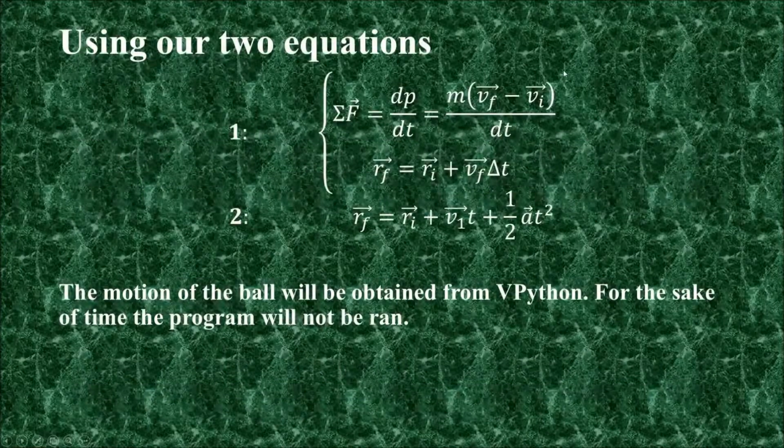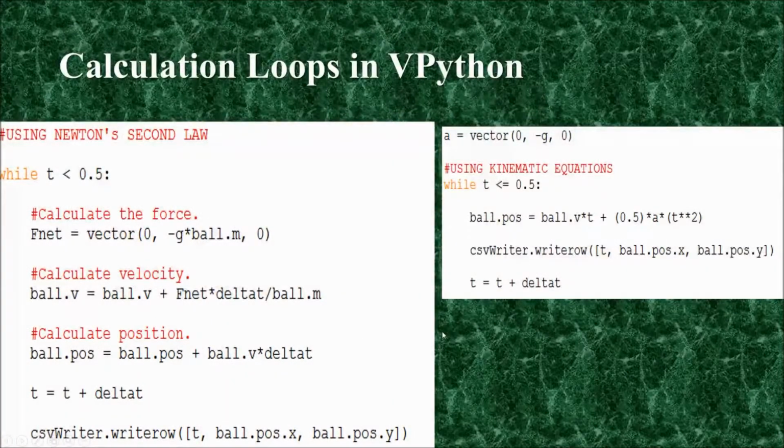Using our two equations, Newton's second law and the position equation, as well as the kinematics equation of position, the motion of the ball will be obtained from VPython. For the sake of time, the program will not be run here. If you want to see the code, you can pause and look at the code here.